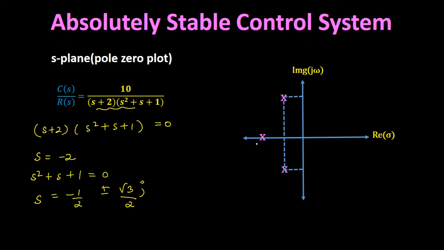Here the first pole will be at s equal to minus 2 and this will be the minus 1 by 2 point. Since it is a complex conjugate pair of poles, here we will get plus root 3 by 2 j, and here we will get minus root 3 by 2 j. So here we can see that as all the poles are lying in the left half of the S plane, this type of system is called an absolutely stable control system.